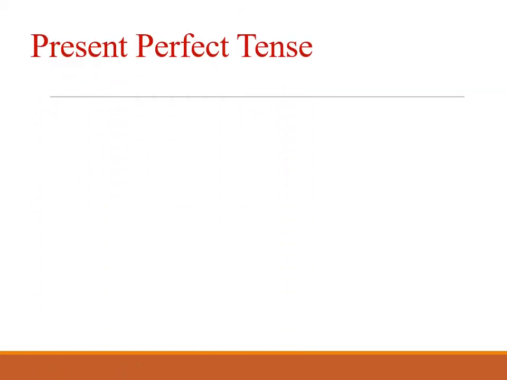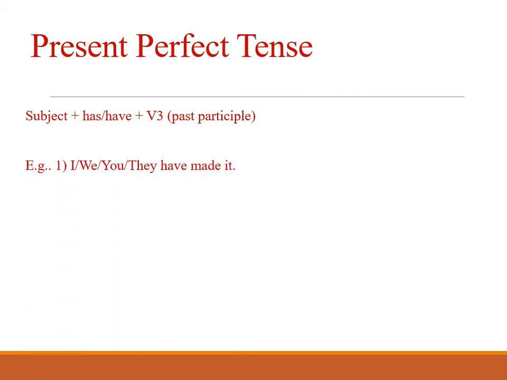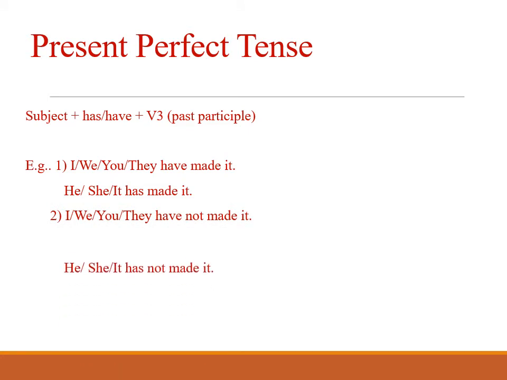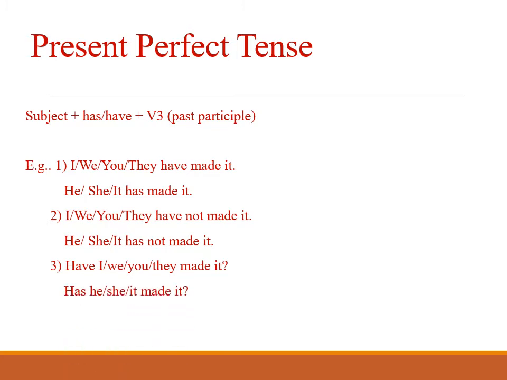Coming to the present perfect tense, the form is subject plus have, has plus verb third form or the past participle form. Example, I have made it. He has made it. I have not made it. He has not made it. Have I made it? Has he made it?